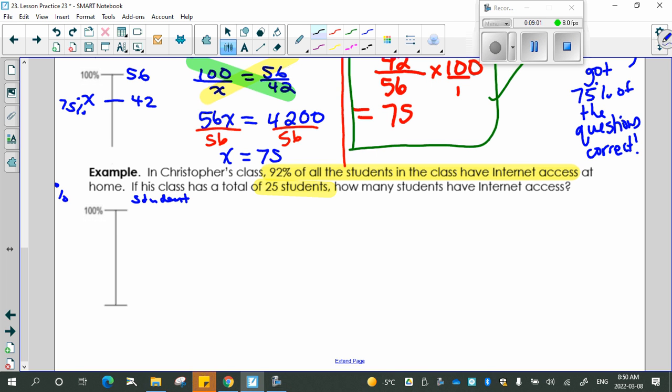So, what do we know from the question? We know 92% of his class has internet access. 92 is going to go pretty close to 100. Everyone agree? And 25 represents what? Where would it go? Across from the 92 or across from the 100, and why? It goes across from the 92 because it says 92% of his class has internet access, and then it says 25 students have internet access. Oh wait, no, I'm wrong.